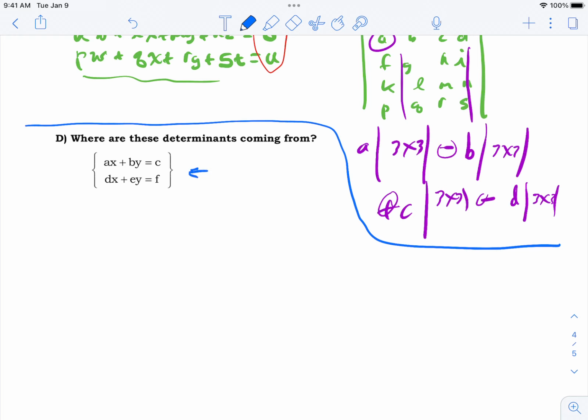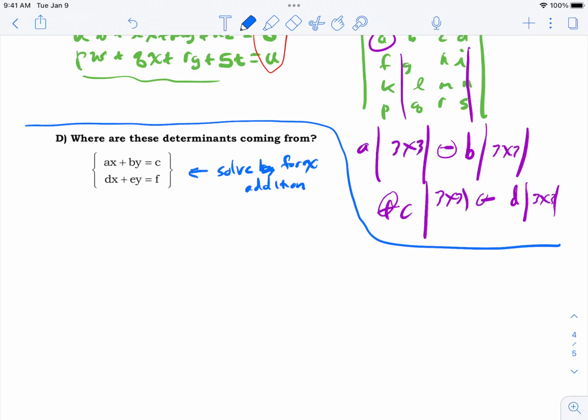So start over. Let's just do a 2x2. AX plus BY equals C, DX plus EY equals F. We're going to solve this by adding, because we know what that method's all about. Got to make equal and opposite coefficients. Do you want to solve for X? Do you want to solve for Y? I guess I'll solve for X. So I'll say solve for X by addition.